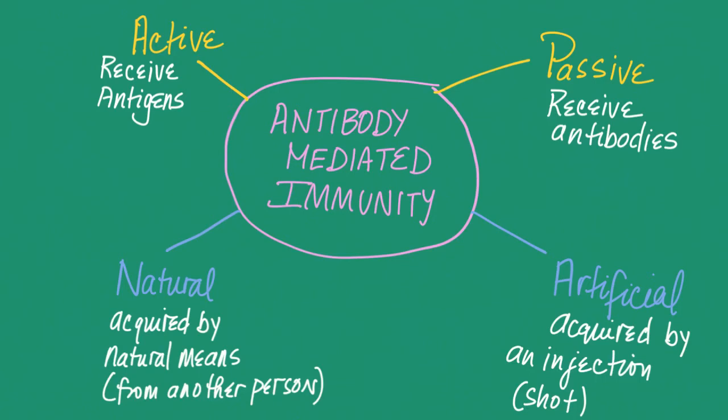These two have consequences. With active immunity, when you receive antigens, you end up making your own antibodies. If you make your own antibodies, you're also making your own memory cells. This means you have long-term protection.